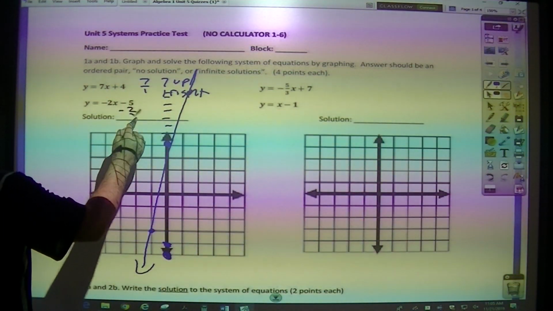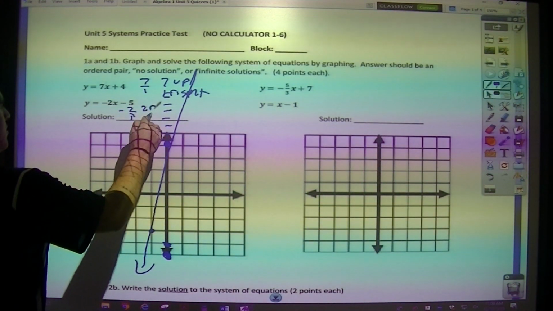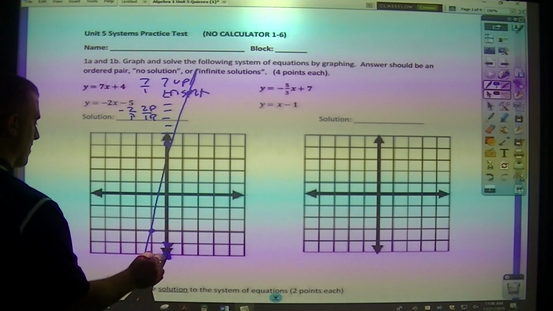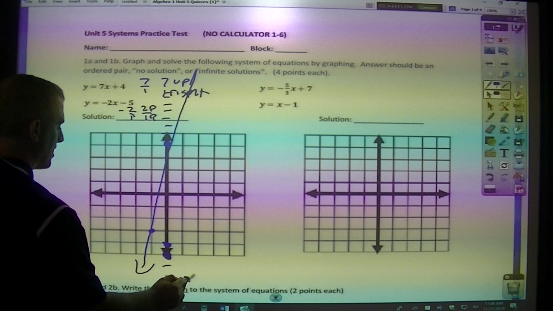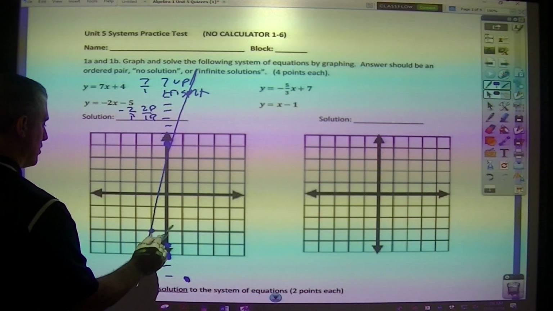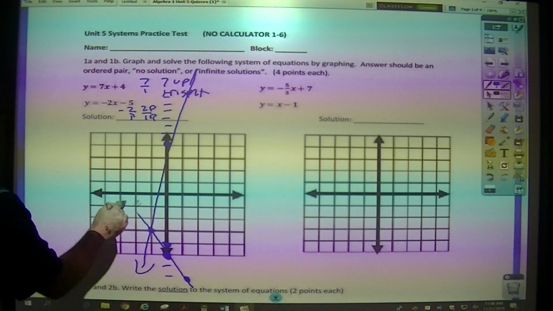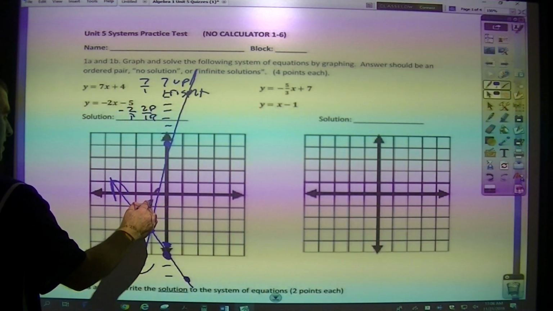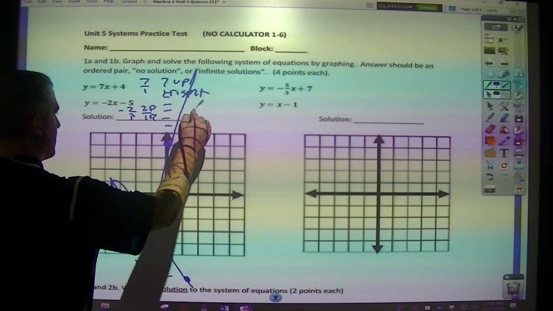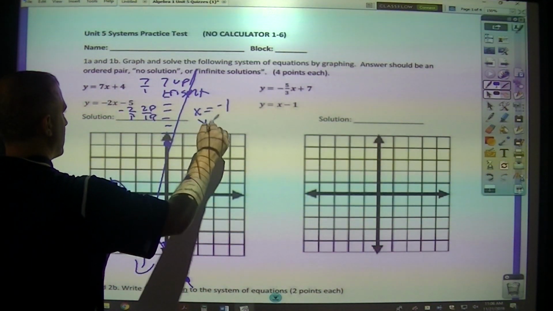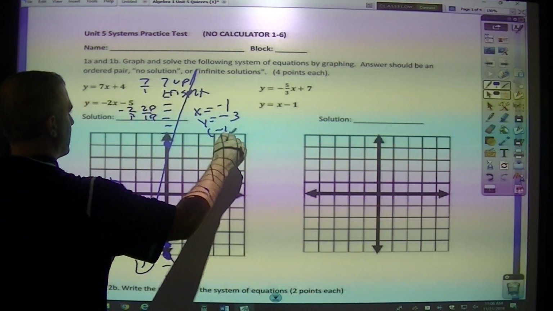That negative 2 over 1 means 2 down, 1 right. So from here, I would go 2 down, 1 right. Once again, off the graph, but if I go the other way, 2 up, 1 right, that clearly gets me my answer, which is negative 1, and then 1, 2, and 3. So that's x equals negative 1, y equals negative 3, or it can be written like this.